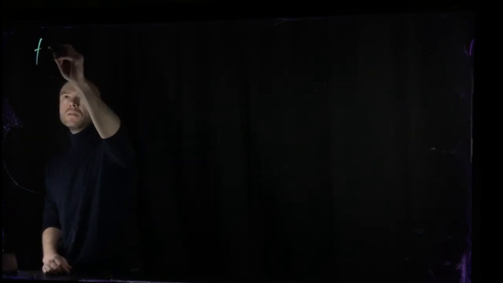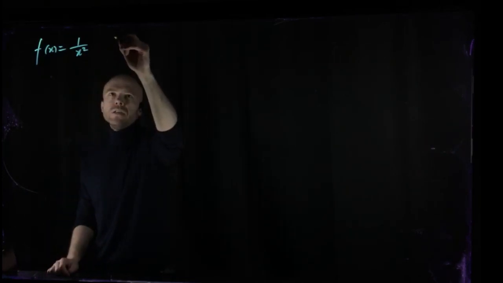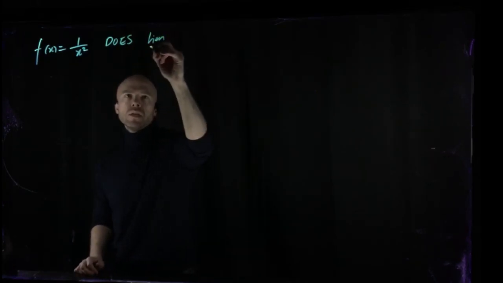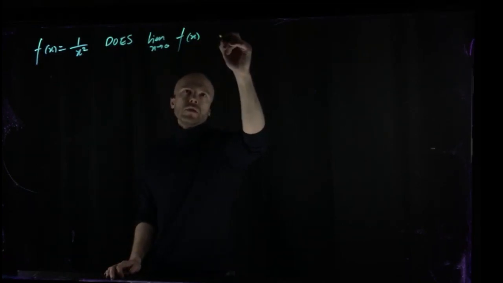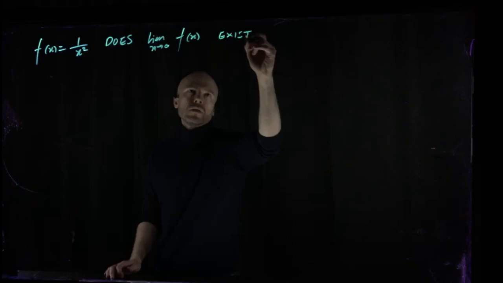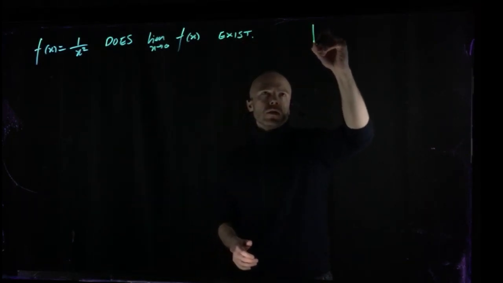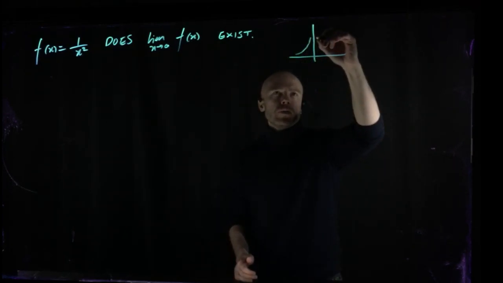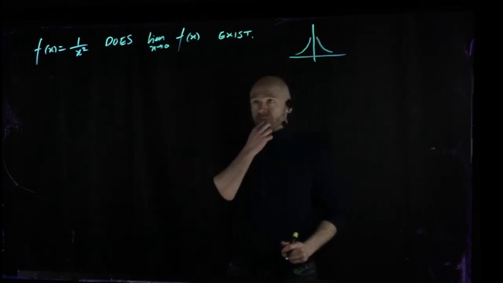Okay, let's consider the following function. And our question is, does the limit as x goes to 0 of f of x exist? Once again, we're going to visualize this function. What do we see? We see it looks like this. It's always positive and it blows up around 0. So, does this exist?